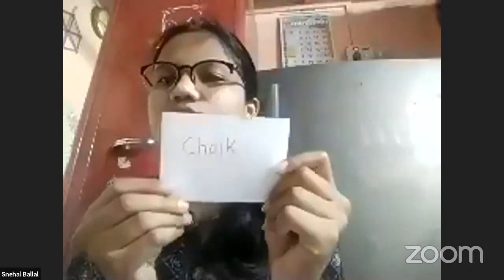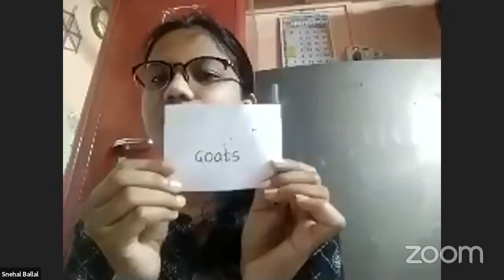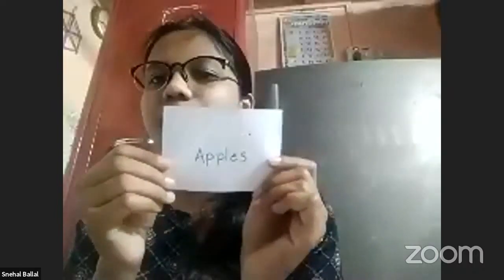Now, I'm going to show you some words. Tell me the plural form of these words. Okay? Okay, teacher. What is this? Chalk. And many? One chalk, many chalks. What is the spelling? C-H-A-L-K-S. We add S over here. Okay? Then, what is this? One goat, many goats. What is this? One apple, many apples. One doll, many dolls.